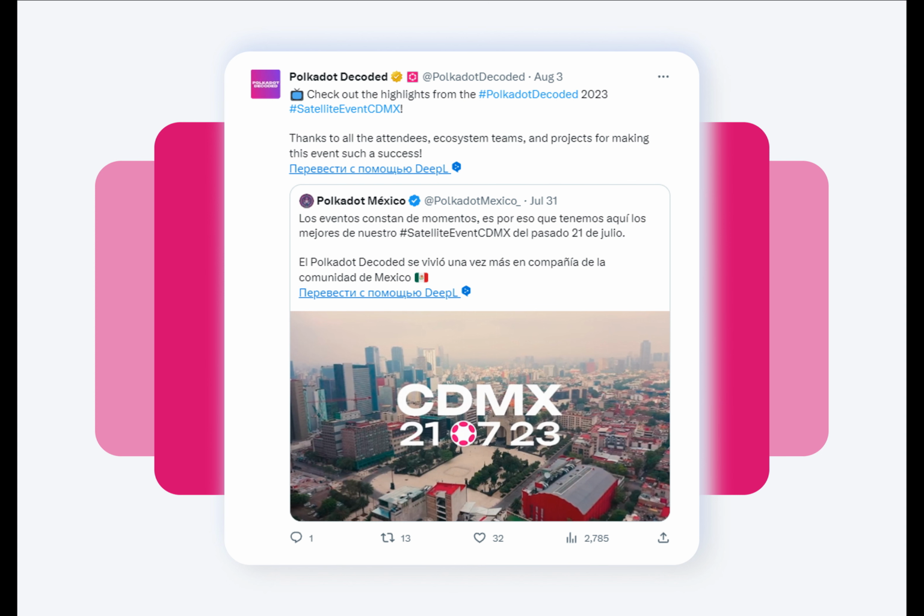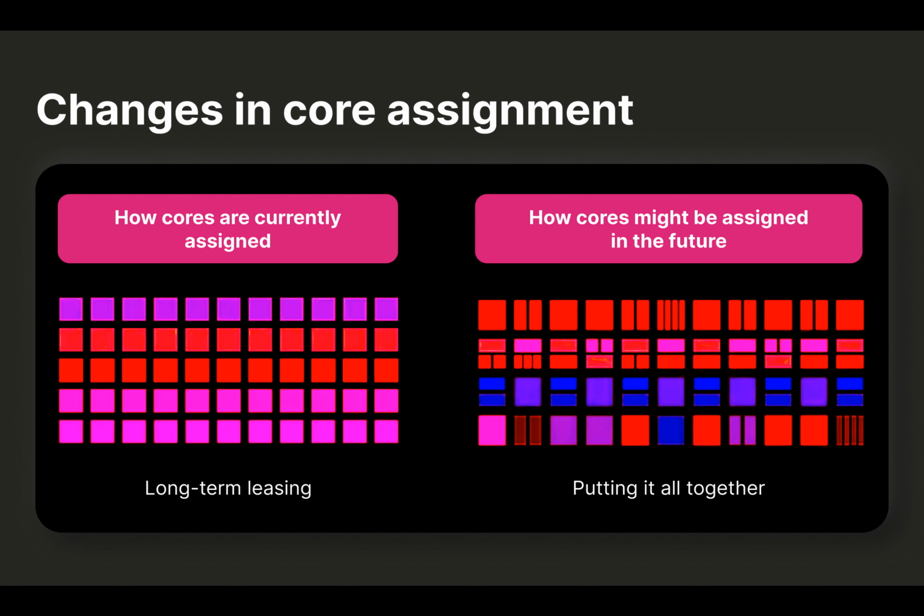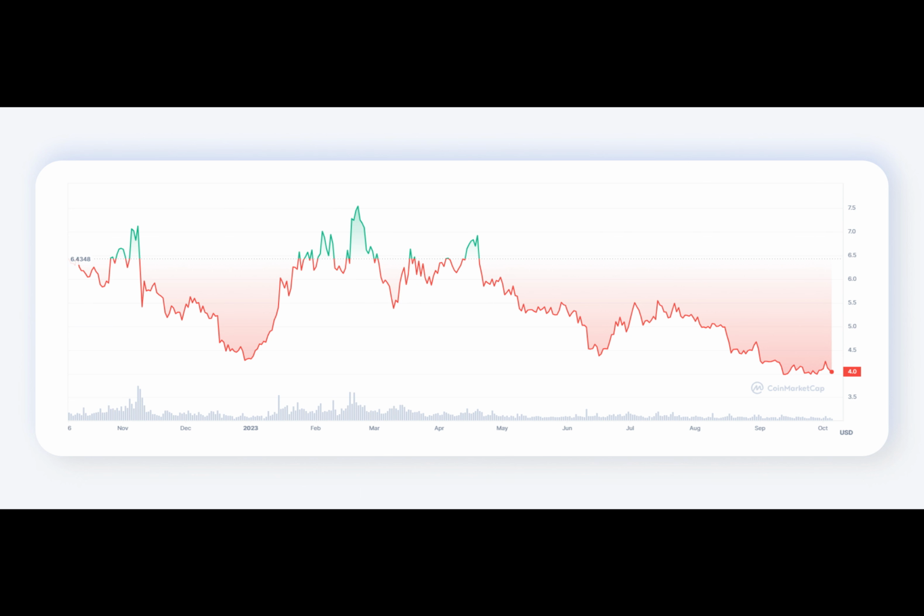DOT is the native token of the Polkadot ecosystem. Currently, as of October 2023, the token holds the 14th position among all tokens by market capitalization with $4.9 billion, making the project one of the most sought-after DeFi and cross-chain protocols out there. The DOT price is $4.4, and DOT has various use cases in the network.